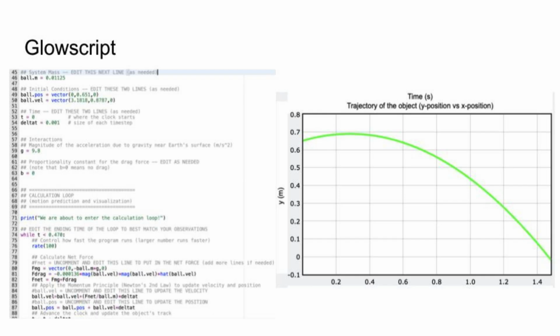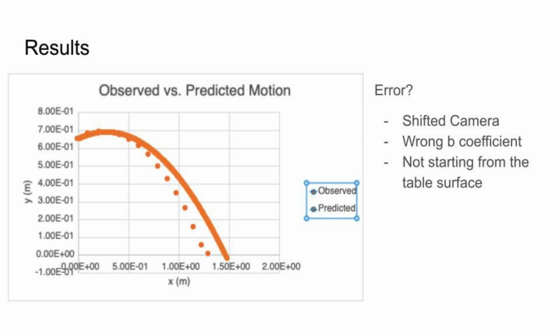The force of drag gave us this complicated equation, and then the force of gravity was simply the vector 0, negative ball m times g, 0. This was then plugged in and gave us this graph, which compares to the previous one shown. After having both data tables from Tracker and GlowScript, we plotted both on one graph to see how the observed versus predicted motion compared.